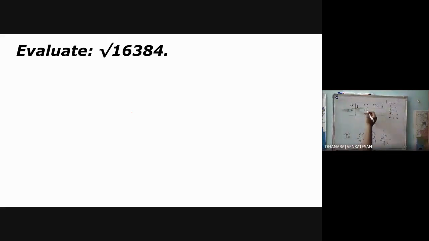Now we have to subtract this. It will be 19. Okay, 19. Now, while bringing down this, you have to bring down the divisor. I told you that while bringing down, you have to multiply by 2.